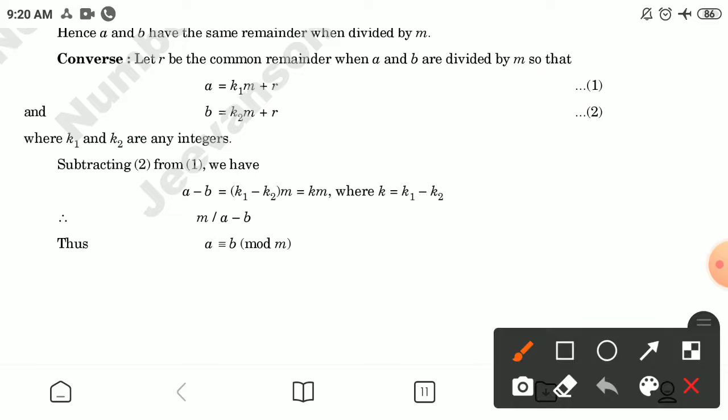Now the converse part. Let r be the common remainder when a and b are divided by m, so that a is equal to k1m plus r, marking this as number 1, and b is equal to k2m plus r, marking this as number 2, where k1 and k2 are integers. Subtracting second from first, we have a minus b is equal to k1 minus k2 times m, which is equal to km, where k is equal to k1 minus k2. Therefore, m divides a minus b. Thus, a is congruent to b mod m.